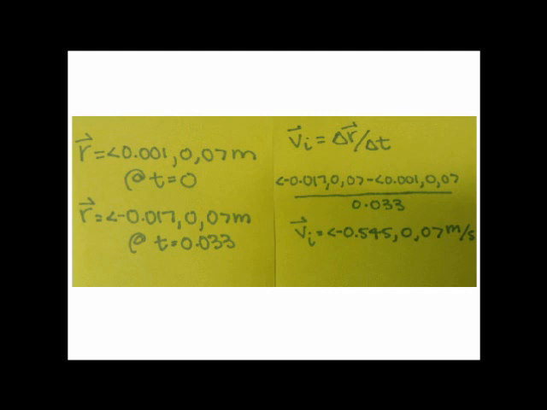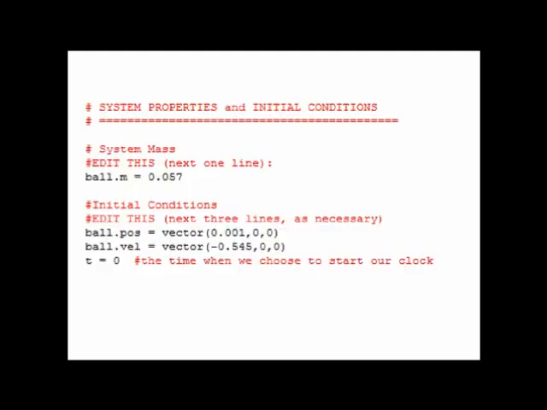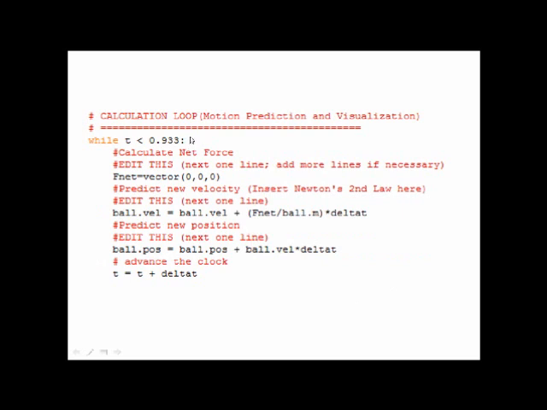With this information, we can make our computer model using VPython. The mass of the ball is 0.057 kilograms. I put the initial position of the ball here and the initial velocity here. We're creating a while loop to predict the motion of the tennis ball. The final position was recorded at t equals 0.933 seconds, so we're focusing on t less than that.